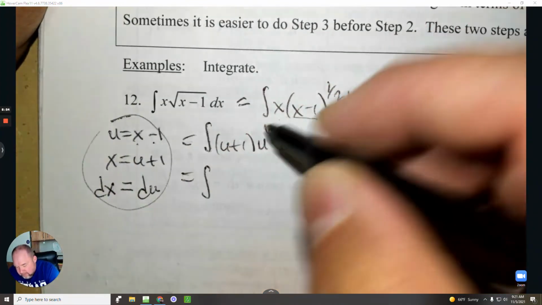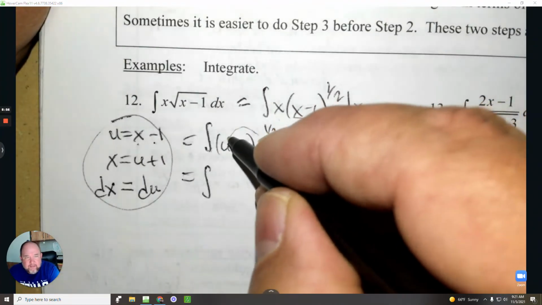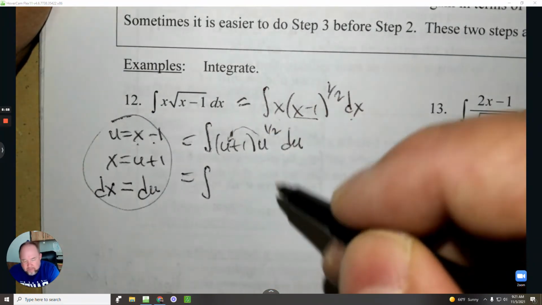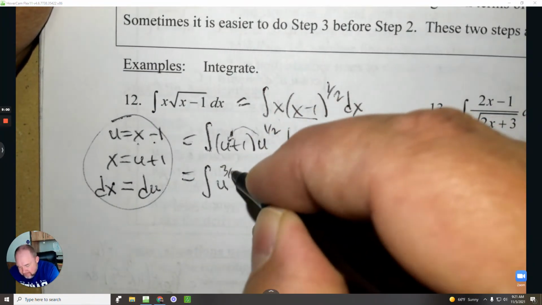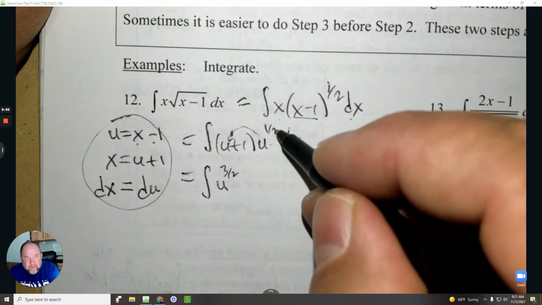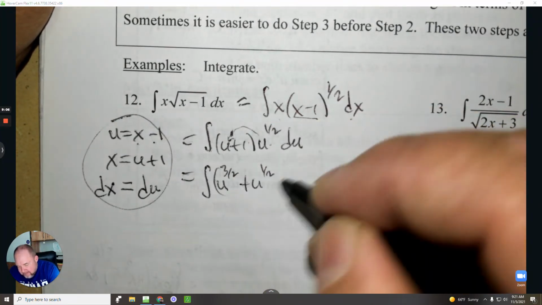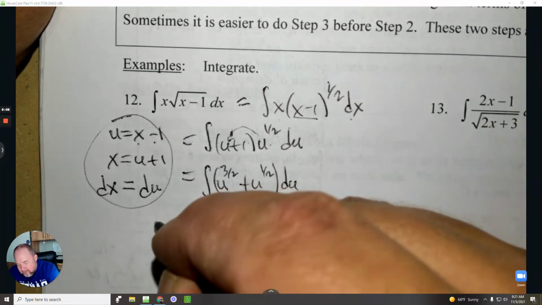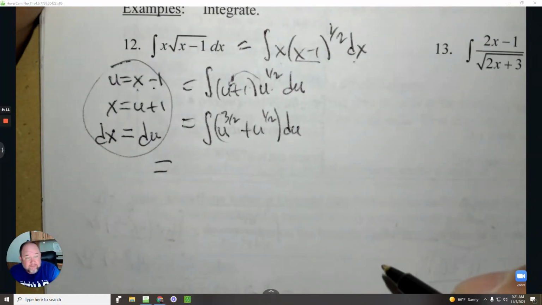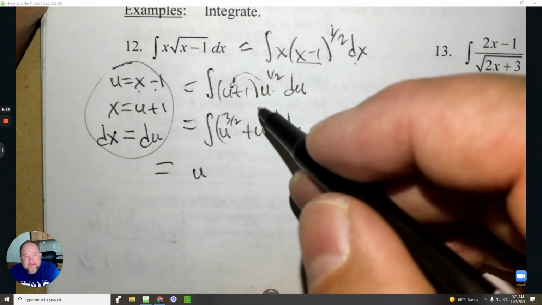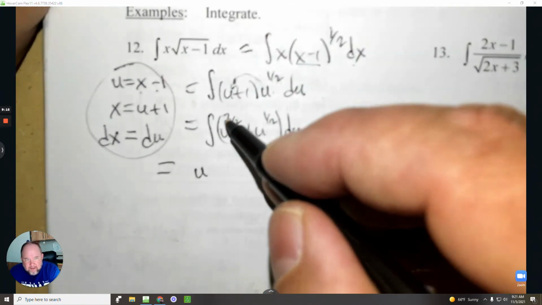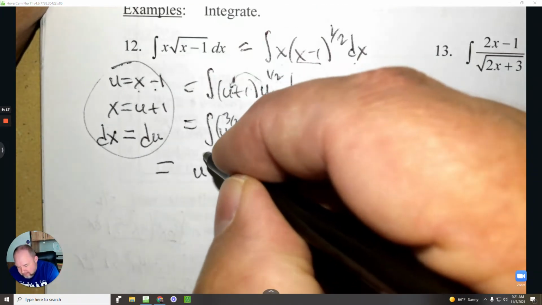I'm going to distribute. So u to the half times u. Remember there's an exponent of 1. We add the exponents. That's 3/2. U to the half times 1 is just u to the half. And now we're ready to do the basics of integration, which is to add 1 and then divide. So the easy trick to add 1, 3 plus 2 is 5/2.